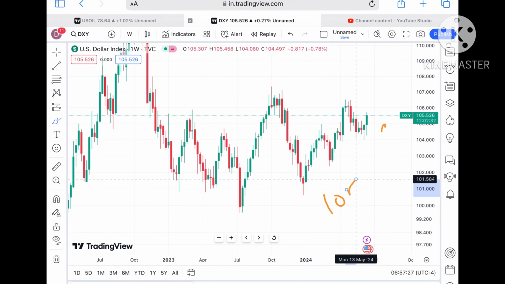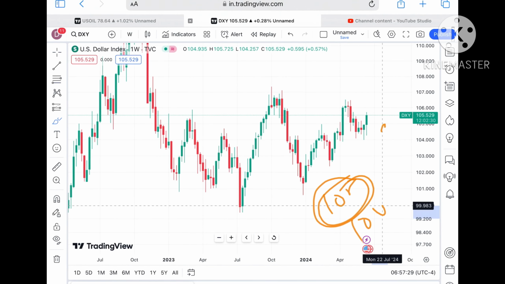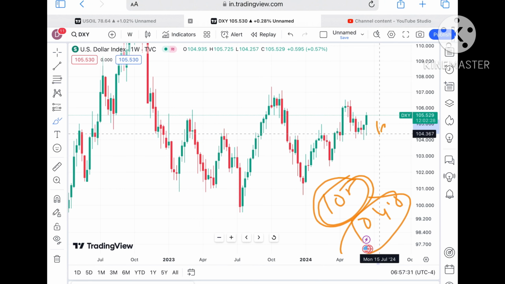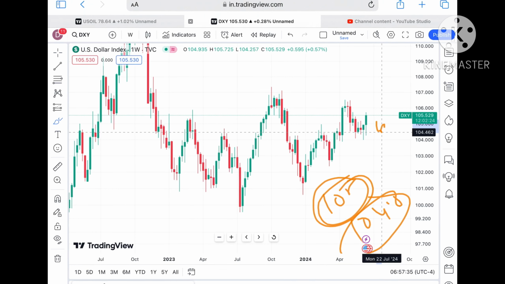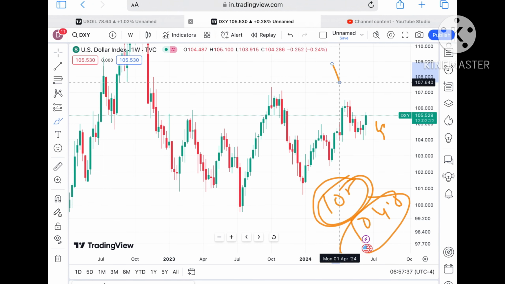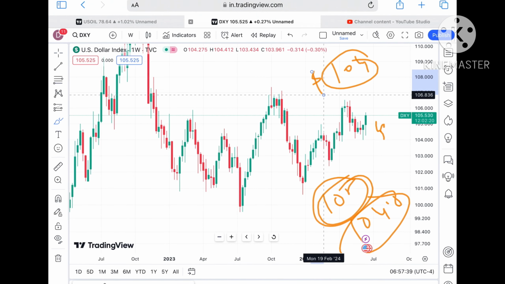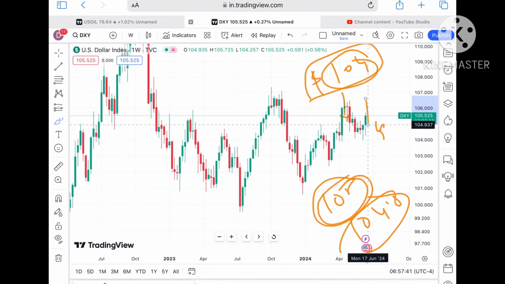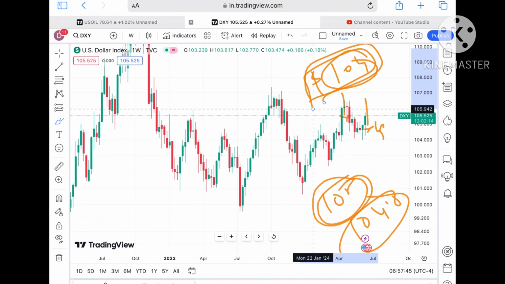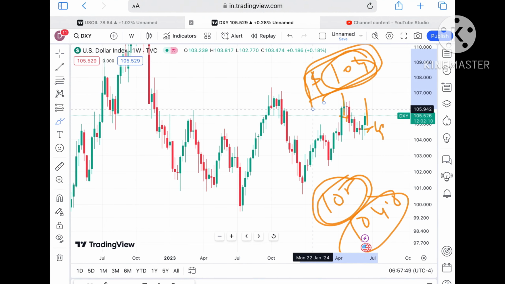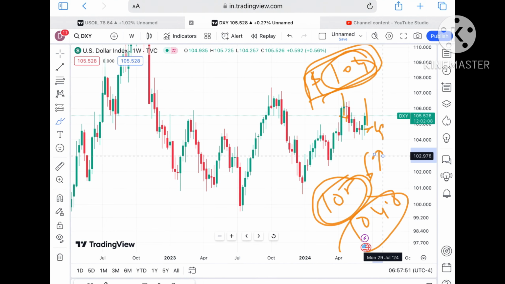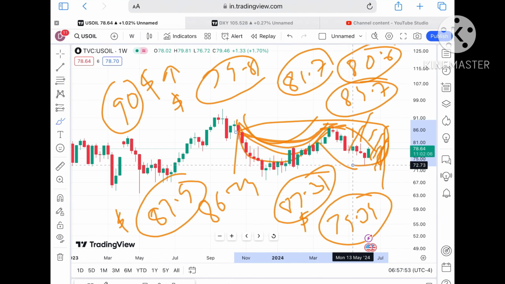It can come down again towards a level of 105, and if it started falling below 105, a probability of touching 104.8 we can see, and from there a probability of touching 104.7, and if the price started falling below that level, we can see it will touch a level of 104. Okay, but if the price started falling below that particular level, a further downfall we can see, because 104 is also being tested already. So the probability of moving further down we can see, and if the dollar index started going down, we can see the crude price will come up.